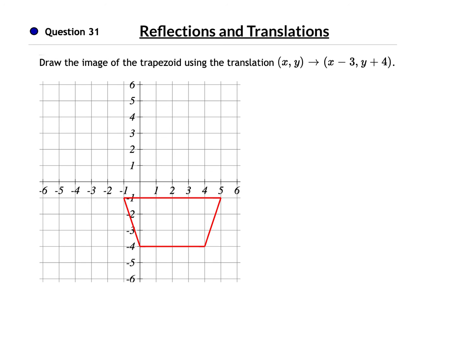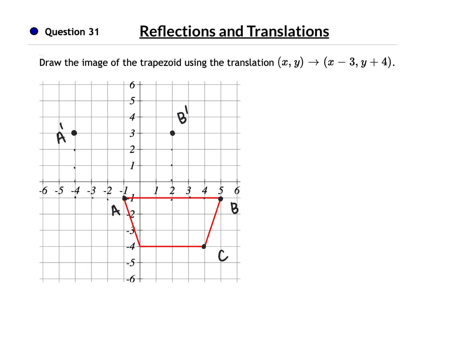Question 31. Draw the image of the trapezoid using the translation (x, y) goes to (x minus 3, y plus 4). X will decrease by 3, it will go 3 left. Y will increase by 4, it will go 4 up. Take each point, move x 3 to the left, we'll start here, 1, 2, 3, and 4 up. If that was point A, this is point A prime. My next point, I'll call point B. I'm going to go 3 to the left, x minus 3, decrease x by 3, and increase y by 4. This is my B prime now.